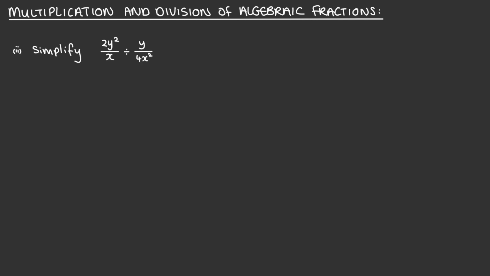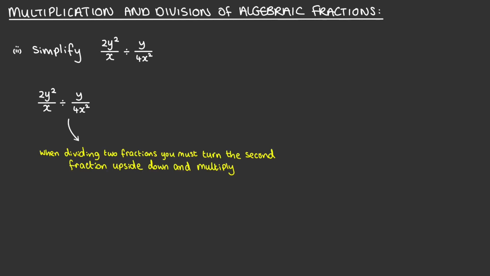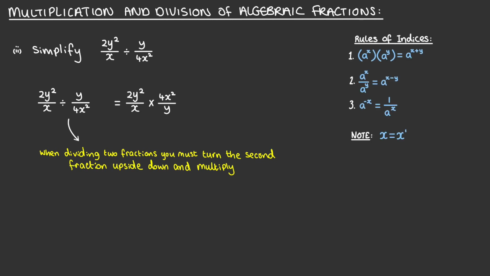The second example asks us to simplify 2y squared divided by x divided by y divided by 4x squared. Again, if you forget how to divide two fractions, it may be worthwhile taking a look at my video on rational numbers, where I explained that when dividing two fractions, you must turn the second fraction upside down and multiply. So by applying this principle, we end up with 2y squared divided by x multiplied by 4x squared divided by y.